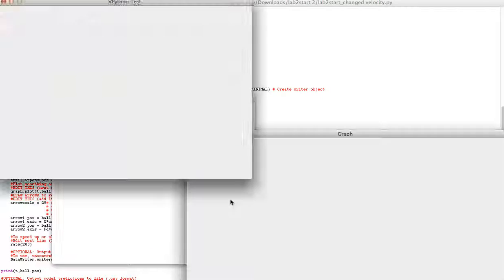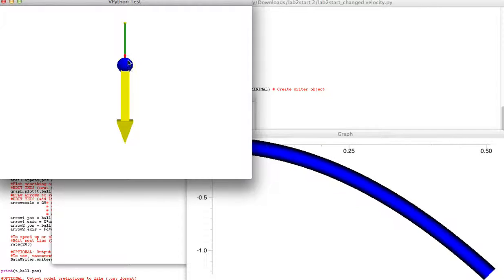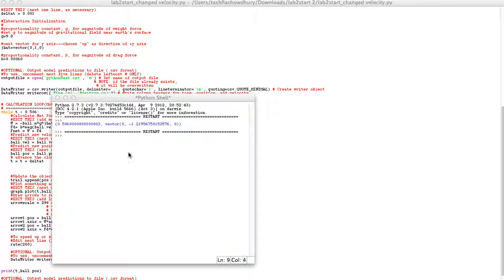We also use arrows here. So the yellow arrow represents the weight force, while the red arrow represents drag force. And here we see that the value here is negative 1.219, which is the final position obtained from our observed data in Tracker, which means my drag coefficient should be correct.